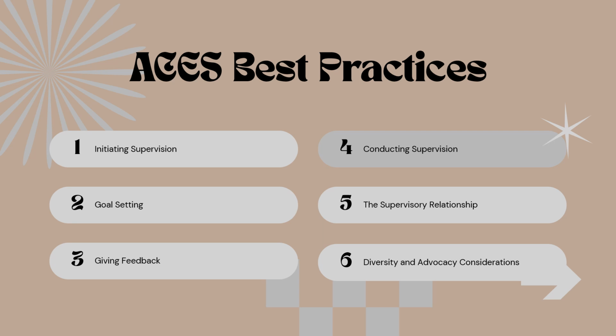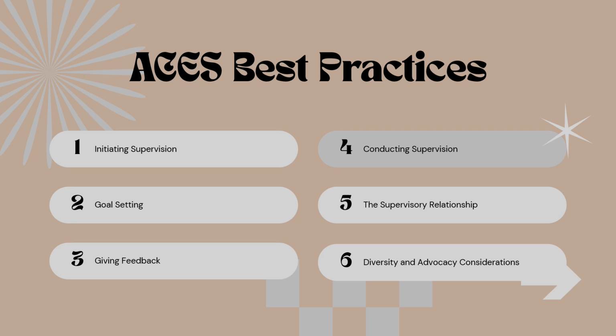Number 2 is goal setting. To the extent possible, the supervisor co-develops specific goals for supervision with the supervisee. The supervisor also emphasizes goals that directly benefit the therapeutic alliance between the supervisee and the client and the effectiveness of the services provided. The supervisor is also intentional about addressing and evaluating goals in each supervision session.